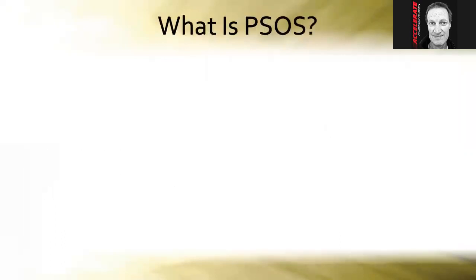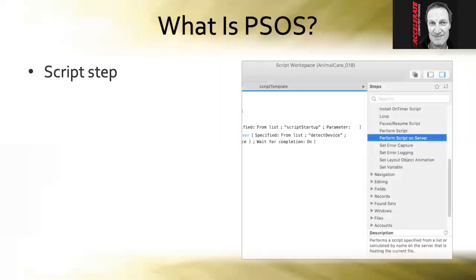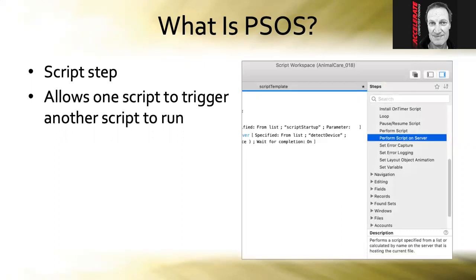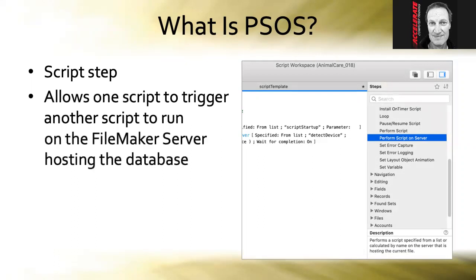So what is Perform Script on Server, or PSOS, as I'll call it from here on out? It's a script step that we can use in our script to speed up certain tasks. Like the standard Perform Script step, it allows one script to trigger another script to run. However, the called script is run entirely on the FileMaker server that's hosting the database. And there is your first caveat. The database must be hosted by FileMaker server before you can use PSOS, either on premises or in the cloud.